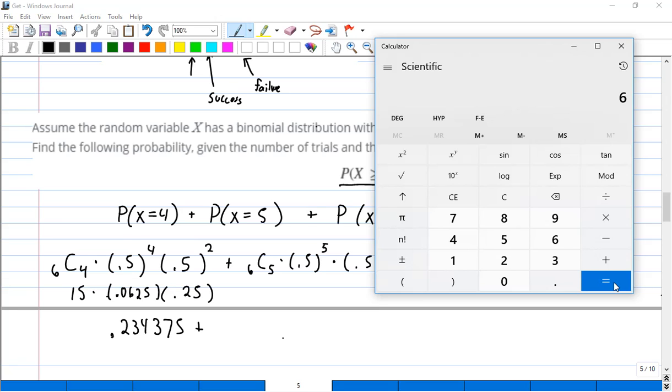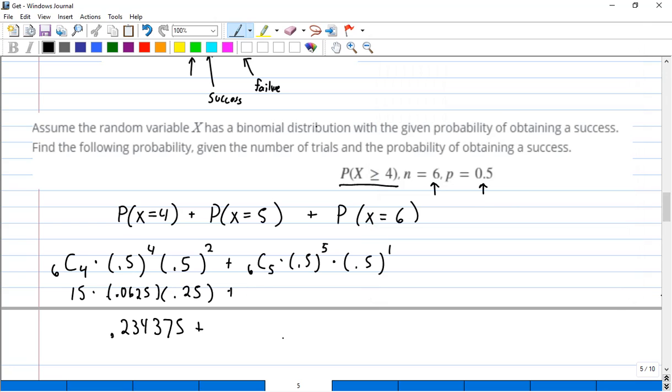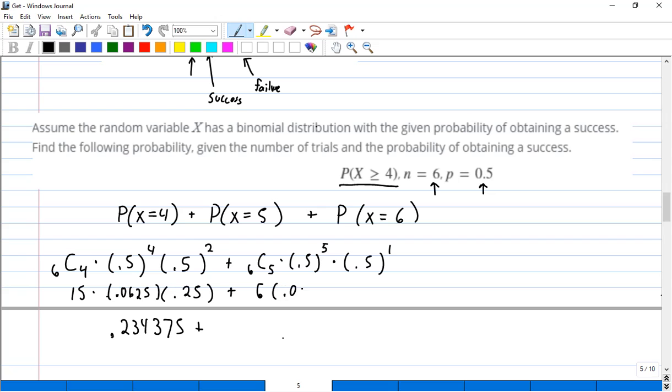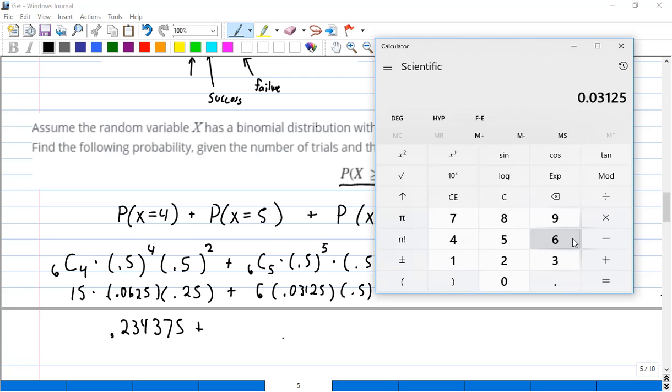Okay. So we got 6 times 0.5 to the 5th power, 0.03125, times 0.5 to the 1st power, which is 0.5. So let's type that in the calculator. It's going to say this times 6 times 0.5, and that's 0.09375.